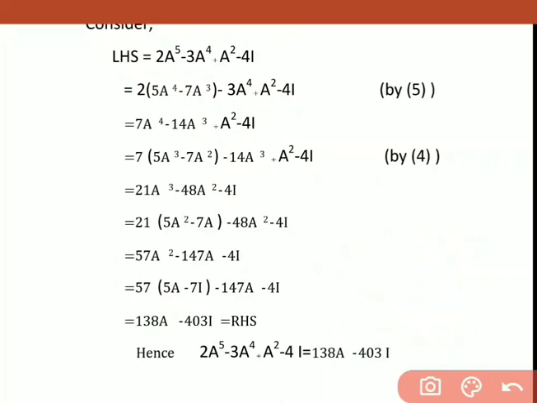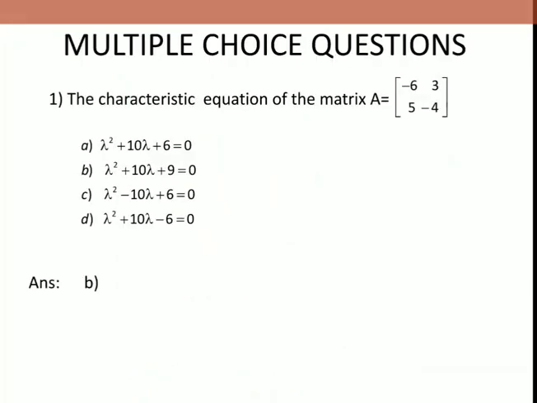Hence we have 2a^5 − 3a^4 − a^2 − 4i on the LHS equals 138a − 403i, the RHS of this simplification. This implies LHS is equal to RHS. This is the verification of this result. So this is about the solution.